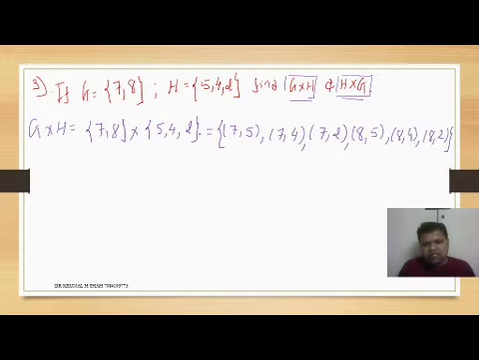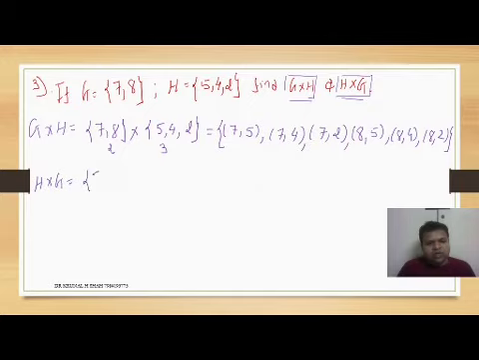Okay, for just a simple cross verification, how many elements are there? 2. How many elements are there? 3. 2 3s are 6. So check this out: 1, 2, 3, 4, 5 and 6. 6 elements are there. The next one, H cross G.